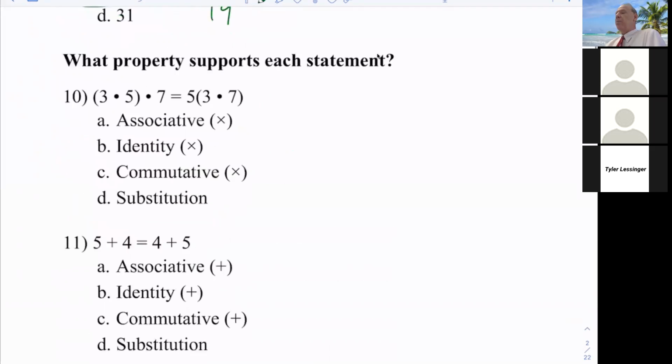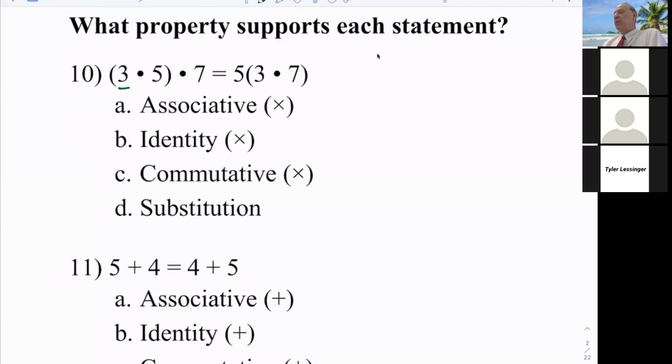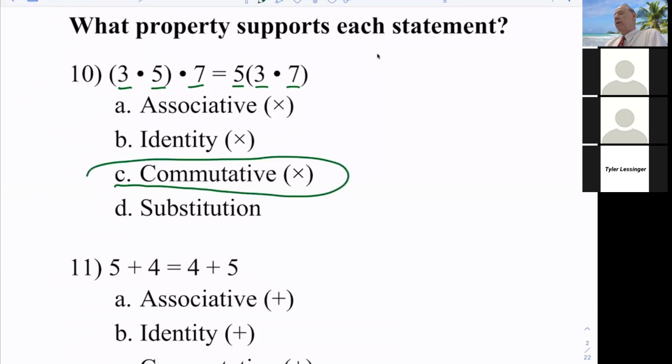All right, now the properties some of you guys forgot. So let's review the properties. All right, this right here, 3, 5, 7. Does it go in the same order? 3, 5, 7. No, so that means that the order is mixed up. If the order is mixed up, it's automatically what? Yes, commutative. Commutative is when the order is mixed up.